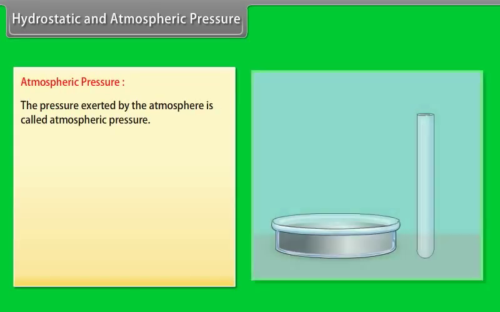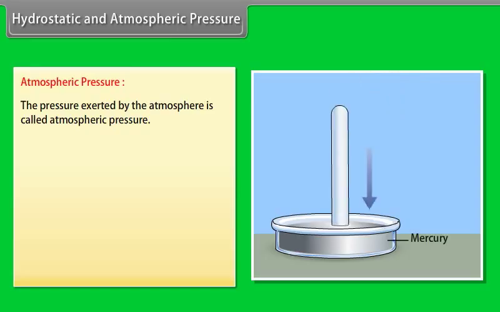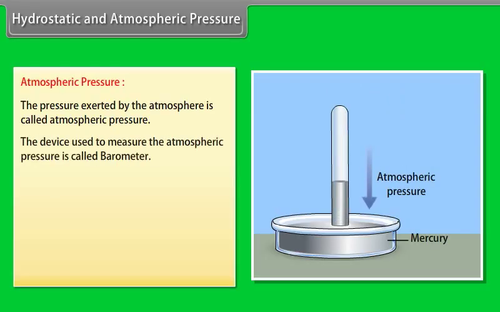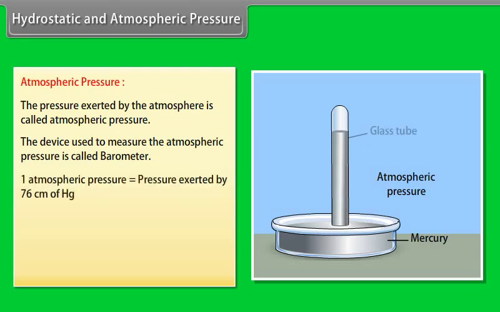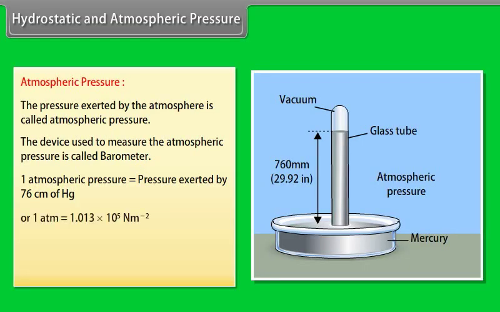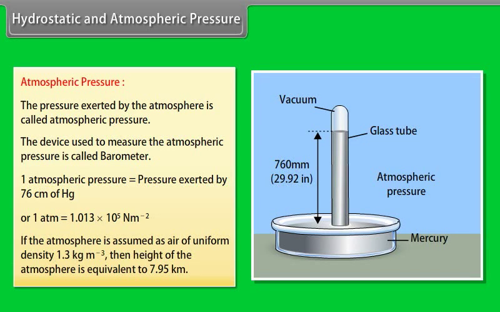Atmospheric pressure. The pressure exerted by the atmosphere is called atmospheric pressure. The device used to measure atmospheric pressure is called a barometer. 1 atmospheric pressure is equal to the pressure exerted by 76 centimeters of mercury, or 1 atm = 1.013 × 10^5 newton per square meter. If the atmosphere is assumed to be air of uniform density 1.3 kilogram per meter cubed, then the height of the atmosphere is equivalent to 7.95 kilometers.